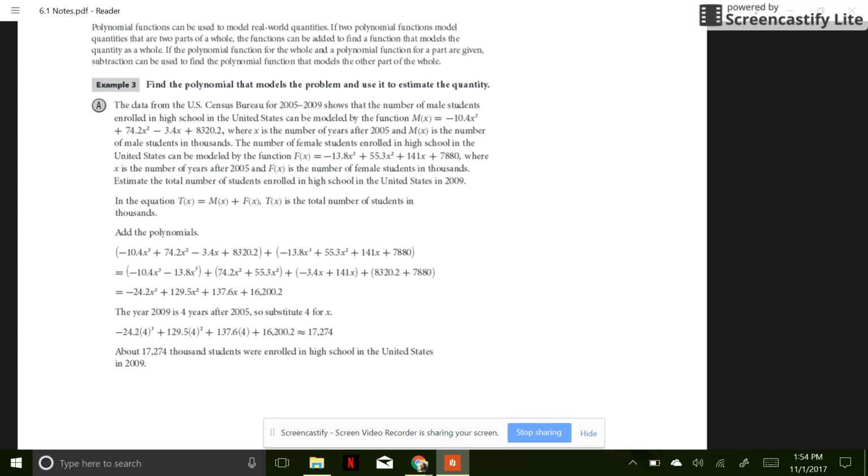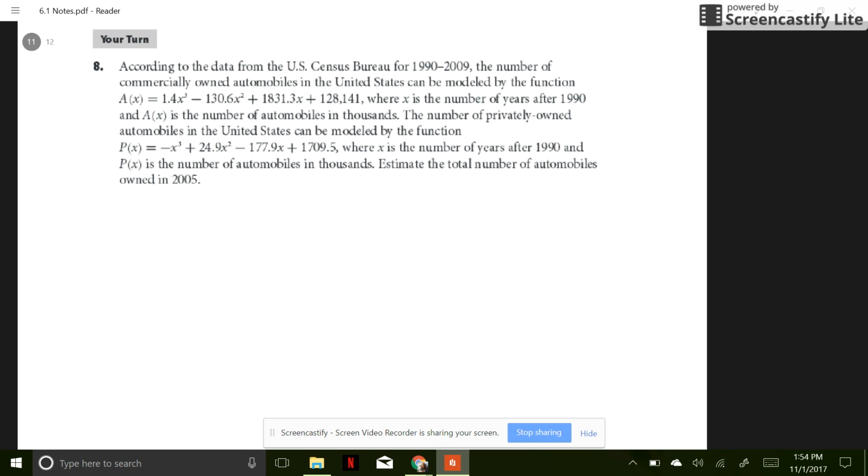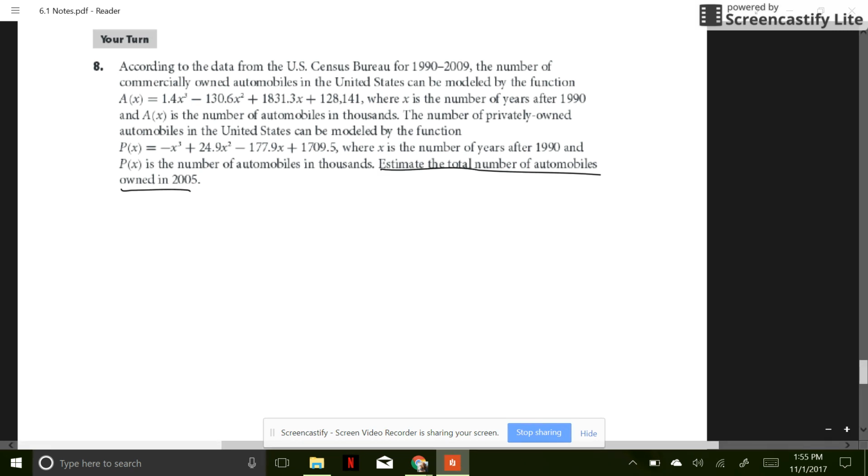So you can look through this example on your own, working through finding the total. So we have to add the polynomials and then doing some substitution. We're going to do a very similar one here together. So according to the data from the Census Bureau, the number of automobiles is modeled by a function where x is the number of years after 1990, and a is the number of automobiles in thousands. The number of privately owned automobiles is modeled by a different function p. We want to estimate the total number of automobiles owned in 2005.